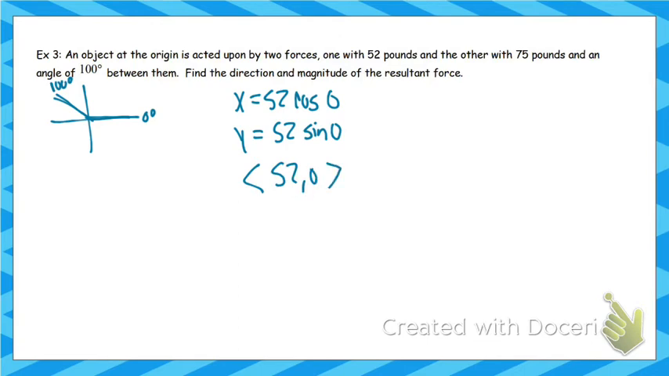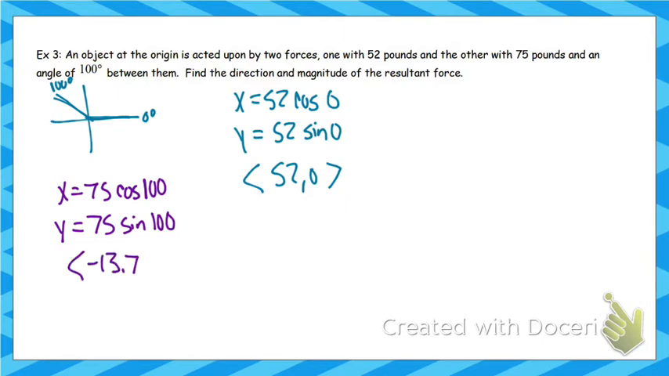Now let's find our other one. We know it's 100 degrees away, all right? So 75 pounds of force. So 75 cosine 100, 75 sine 100. Plug both of those into a calculator. Negative 13.02 and 73.86. So just like we did in the last question, we're going to do everything the same at this point. We know our two component forms. Let's add them together to get the resultant.